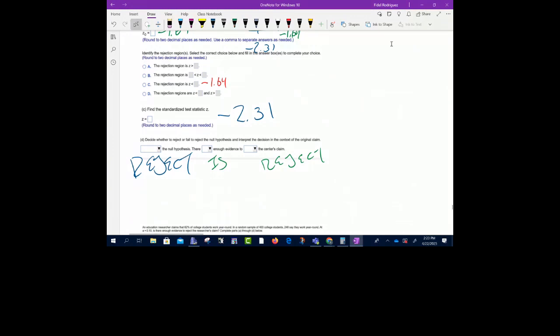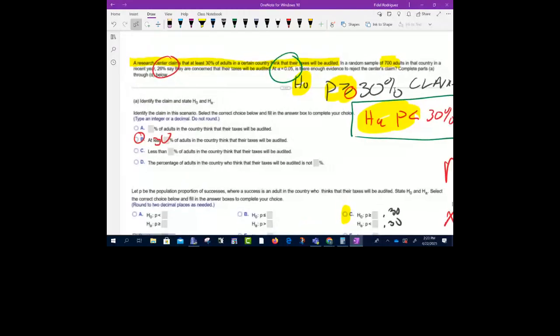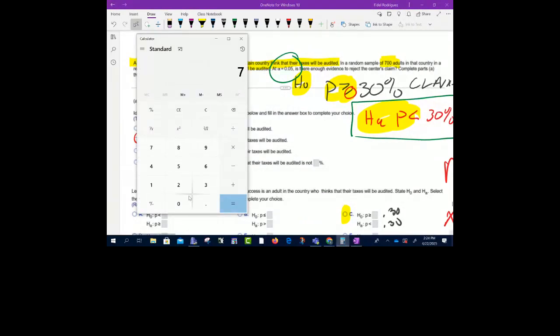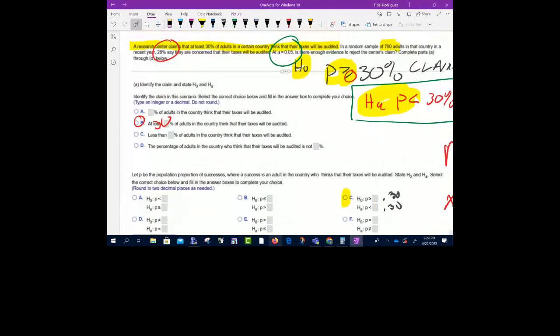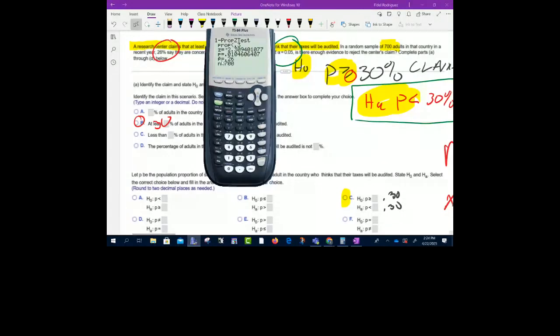The way we got the X number, y'all, was when I came back to the question, it said there were 700 adults and 26% of them were concerned about the taxes. So we said, let's take 700 times 0.26. So that means out of the 700, 182 of them are concerned about their taxes being audited. That's how we got the X number, right? All right. And guys, if you notice something, when we did the test on the calculator, look what the little p hat was. The little p hat was 26%, 0.26. And that was the number that we had right there.